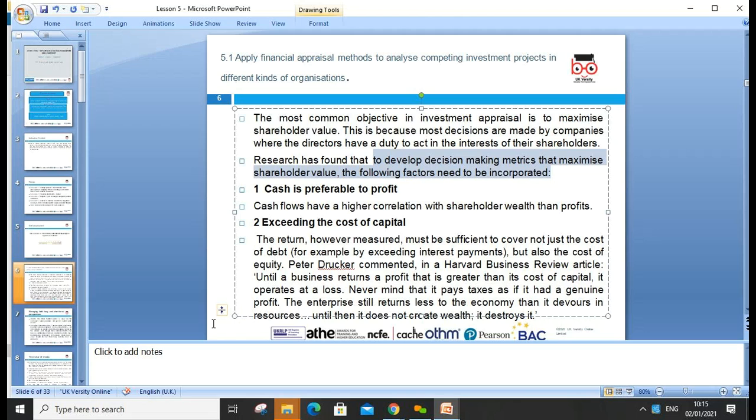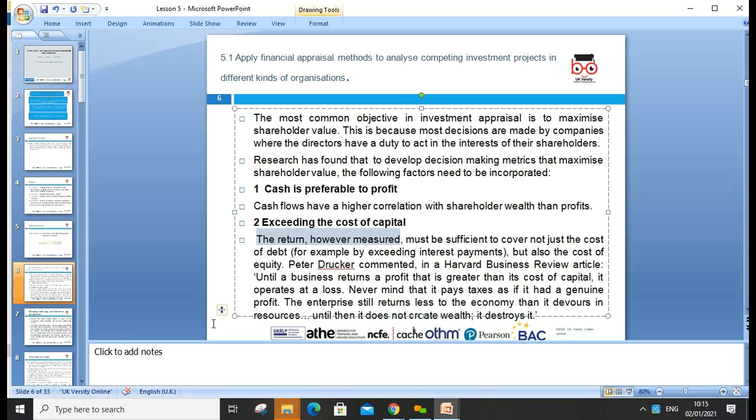Cash is preferable to profit. You can make a credit sale but not get the cash, so what's the point? You sell now, they pay in 10 years, and you don't have cash. How will you sustain a business? So some companies prefer profit in cash, not just sales and credit sales.